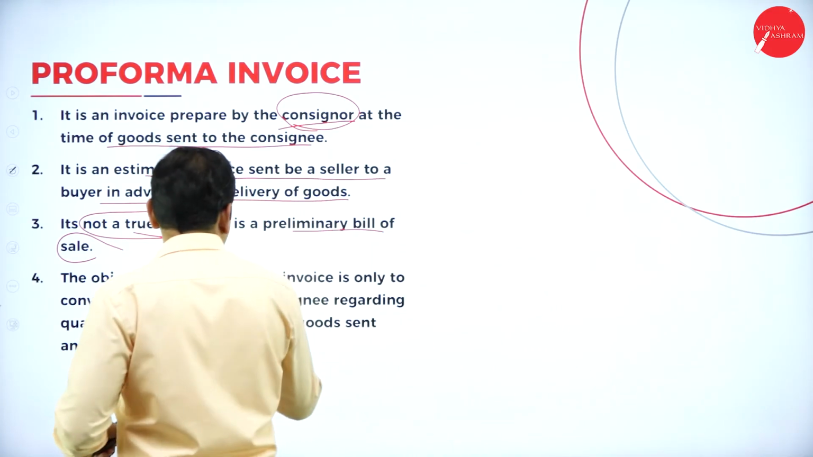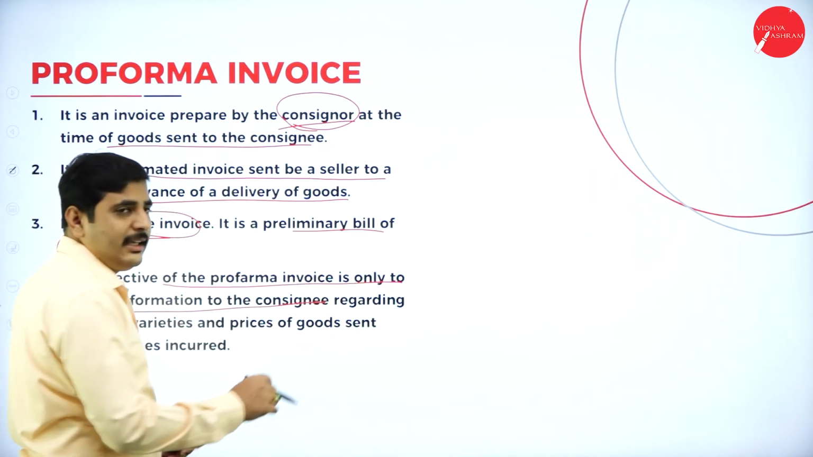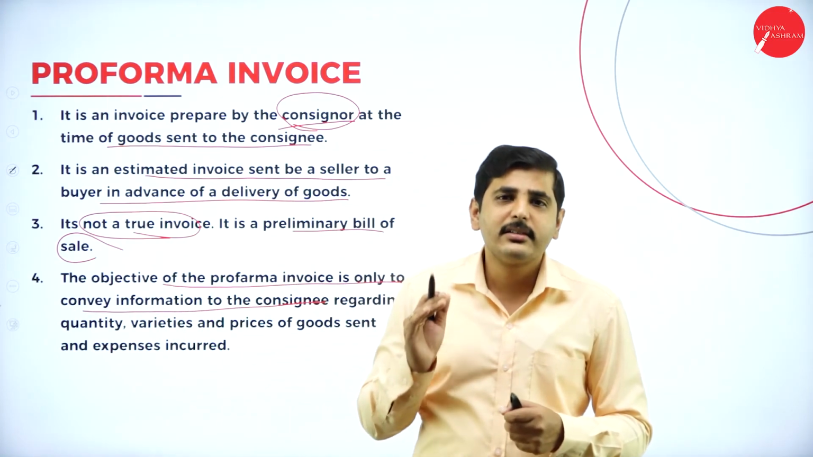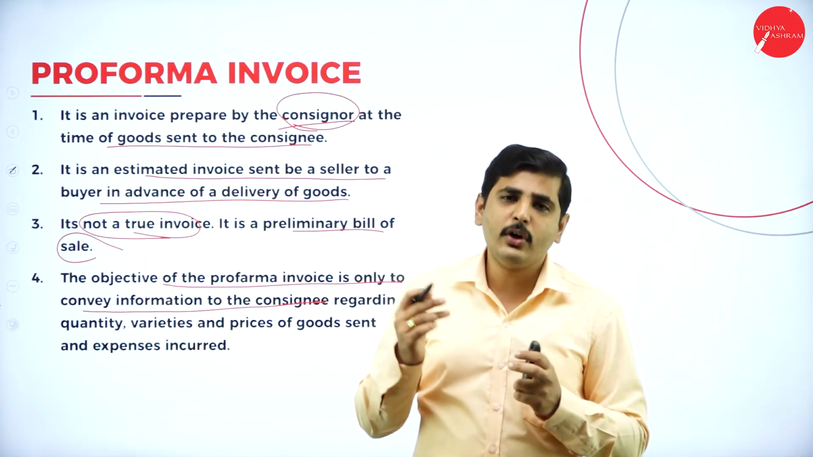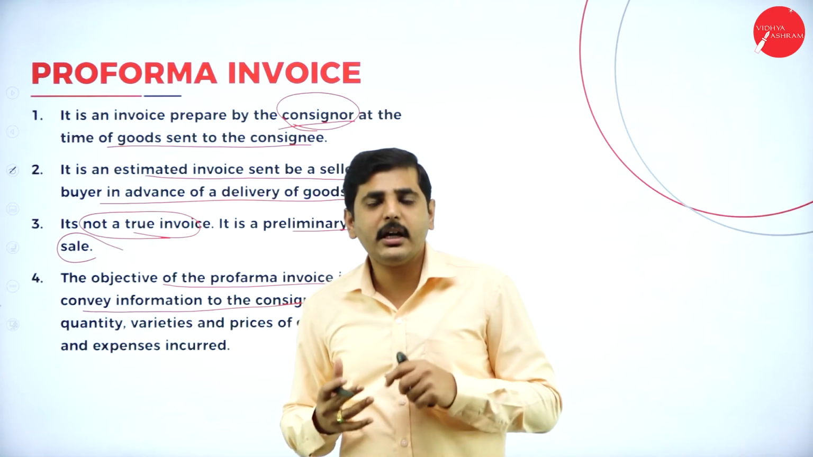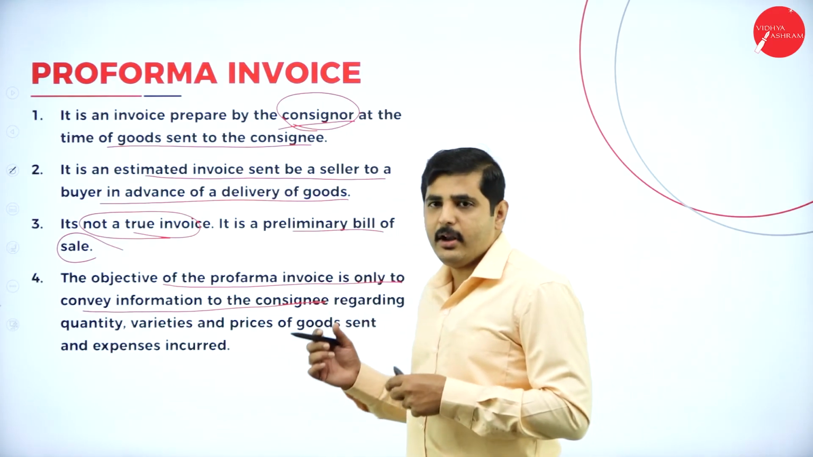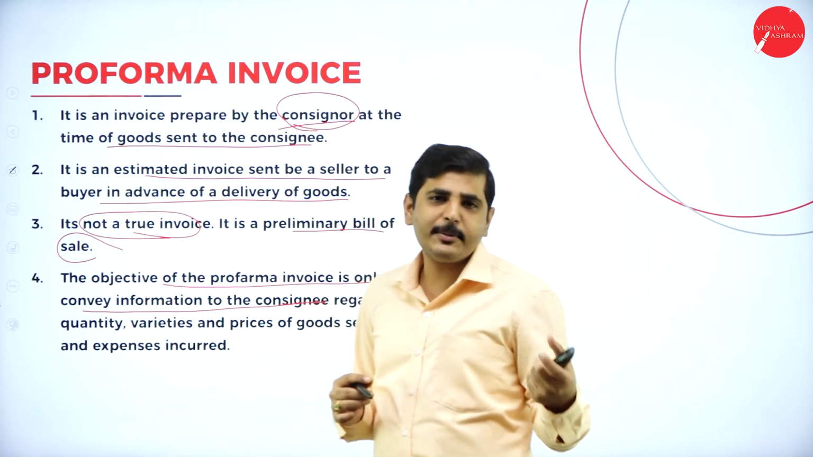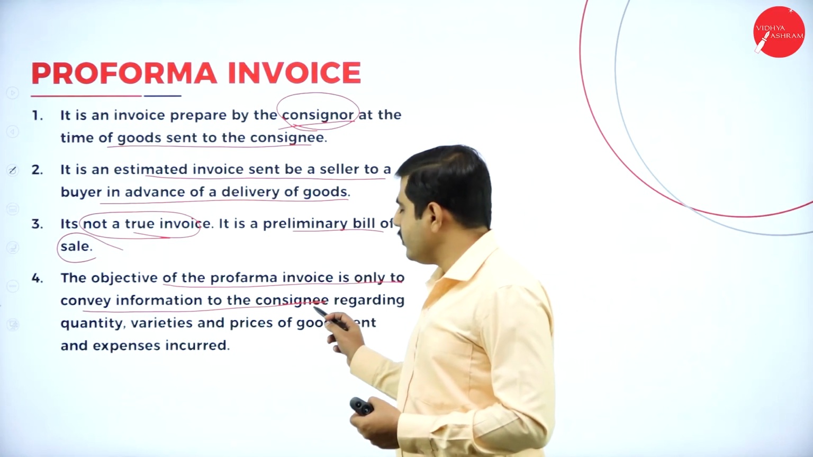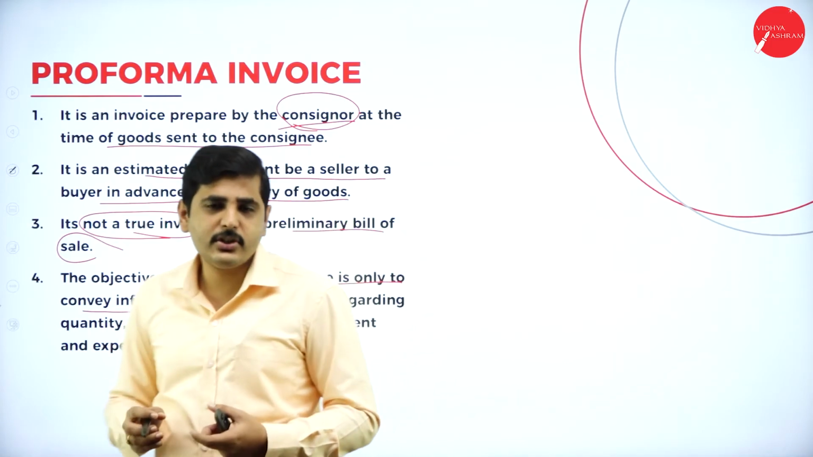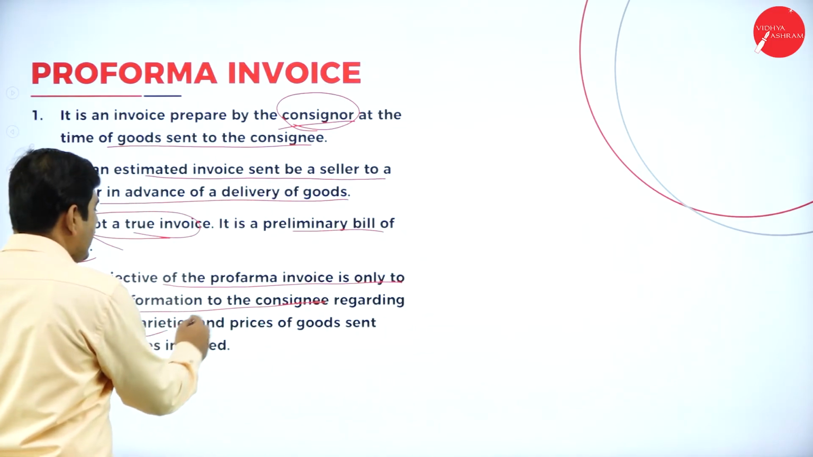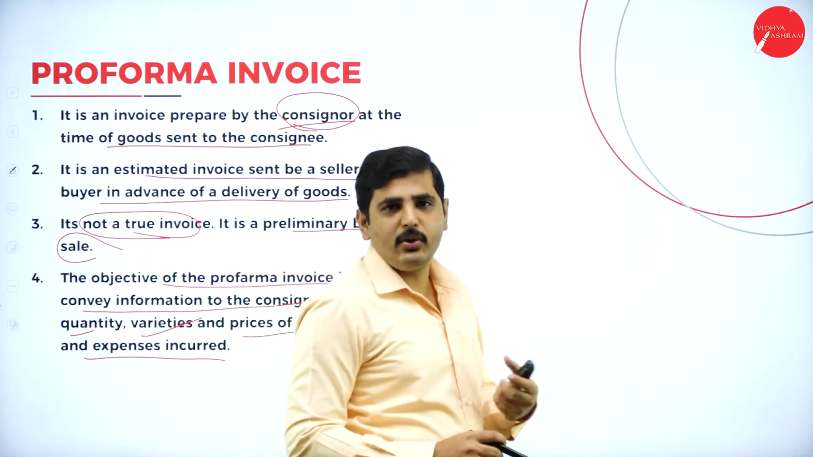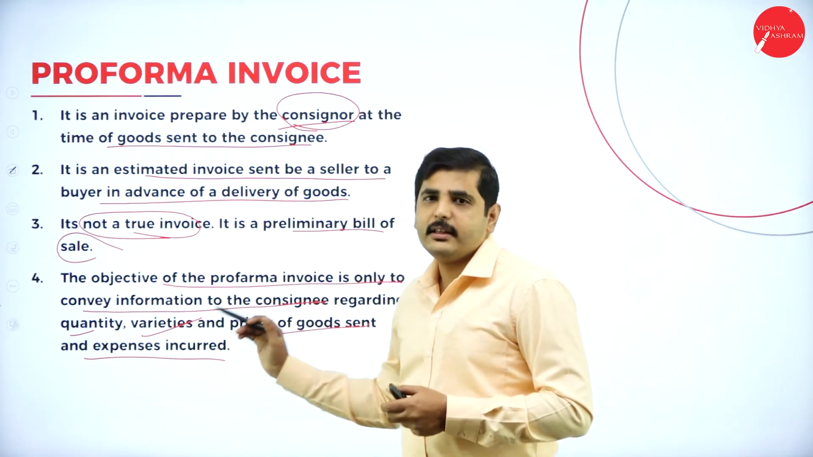The objective of the pro forma of invoice is only to convey information to the consignee. We are sending the documents and bill to the consignee to tell him at what price he has to sell the goods to the customer. If he sells at that price, he will get more benefit, commission or profit. That's why it is not the exact bill or true copy of the bill. It contains the actual value of the product, the sales price and also the margin of profit. It also gives the quality, variety, price of the product sent and the expenses incurred in transferring the goods from consignor to consignee. All this information is given in the pro forma of invoice.